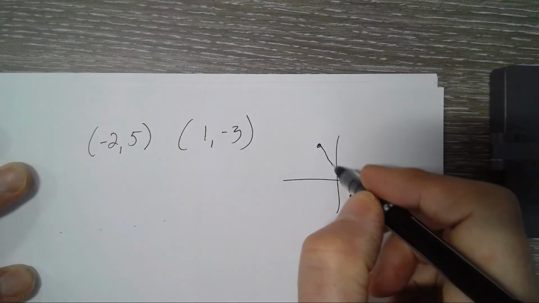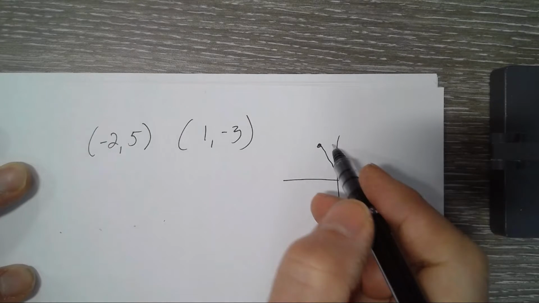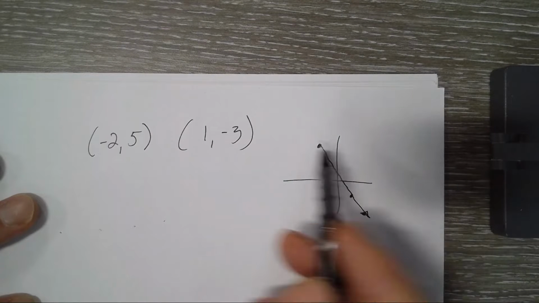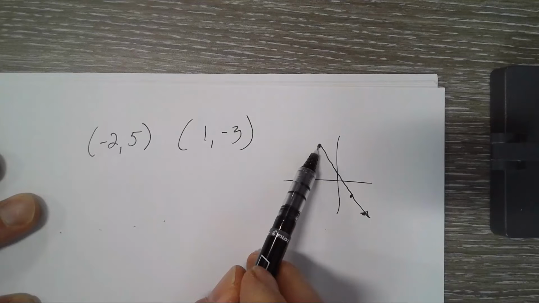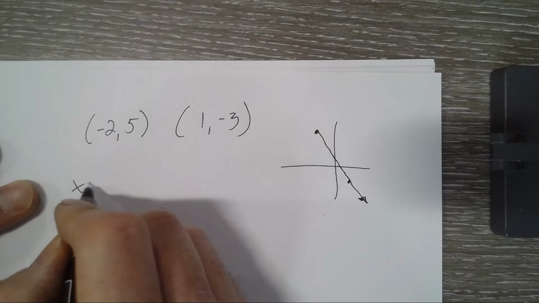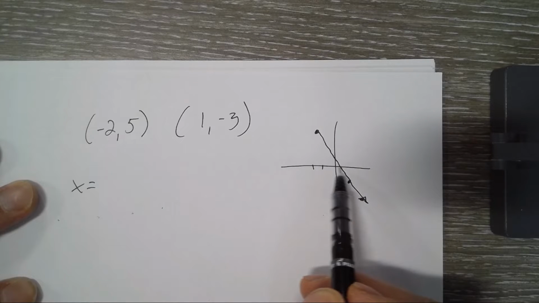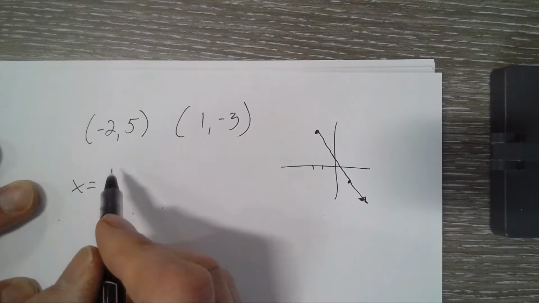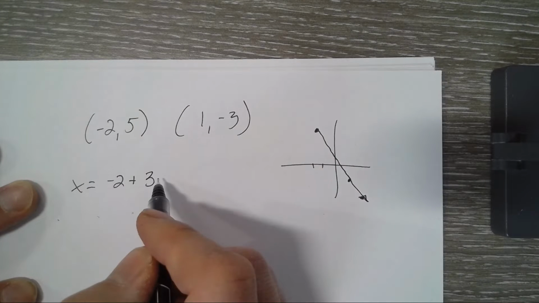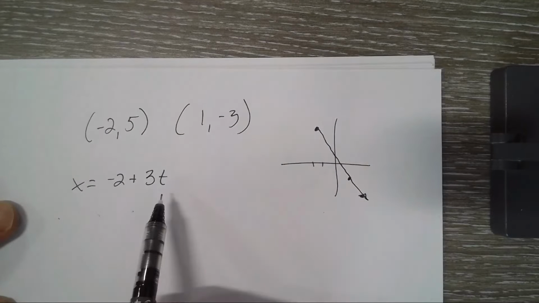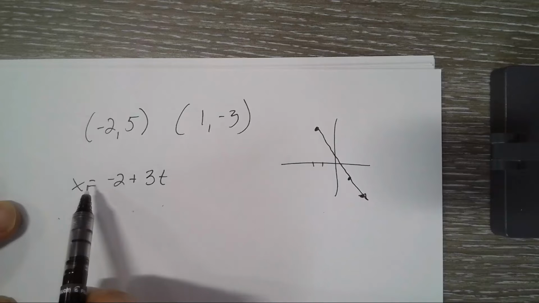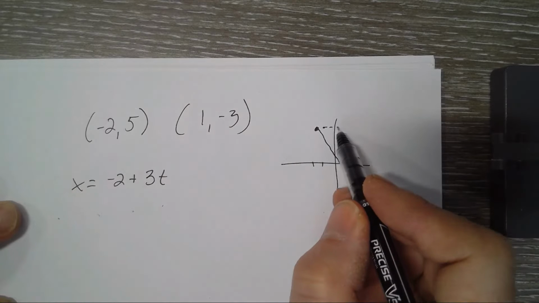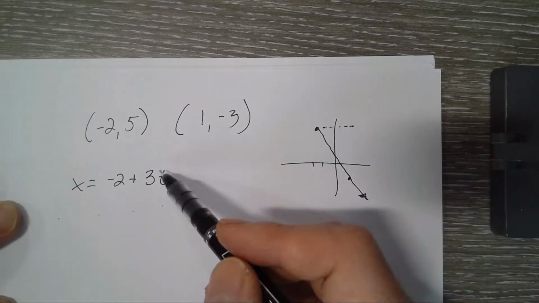We're trying to find parametrics to show that it starts here and it goes that way. Well, the easiest way to do it is just to figure out that after 1 second it goes from this point to that point. So our x, we start at -2 and we go 3 to the right after 1 second. Notice if I plug in 1 for time, I get x is -2 plus 3 times 1, which is 1. So I have gone in the x direction after 1 second 3 units to the right.